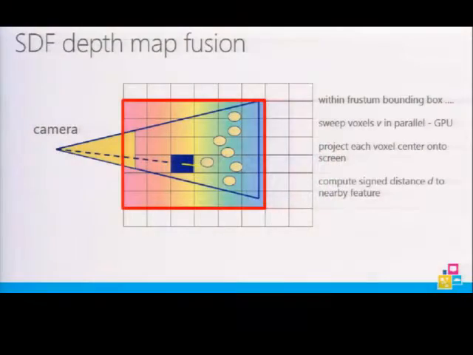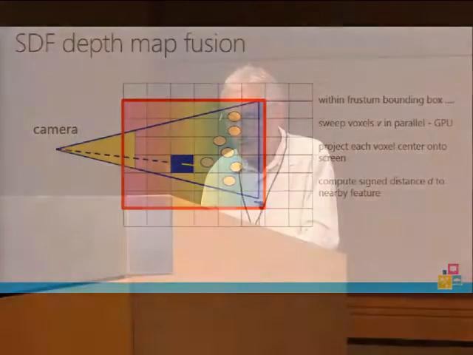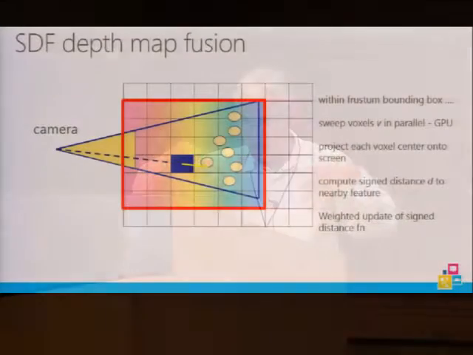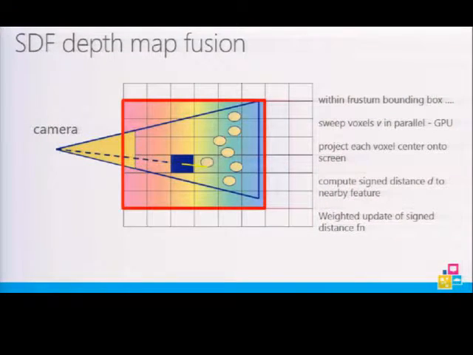in each case, the voxel centers are projected back to the screen, and the signed distance function is computed to the nearby feature. But then the last step is that when you come in with a new view, you weight the signed distance function that's computed from the new view with the accumulating signed distance function that comes from all of the previous views. An appropriate weighting scheme there improves the quality of information. So there's a measure of super resolution happening because of this progressive weighting scheme.